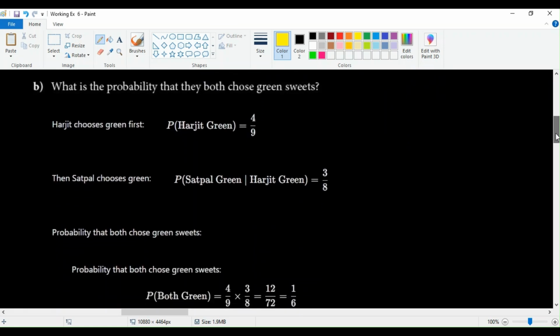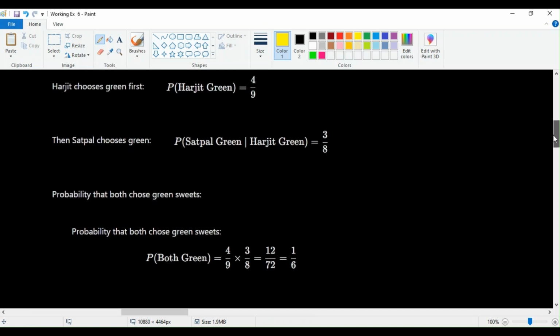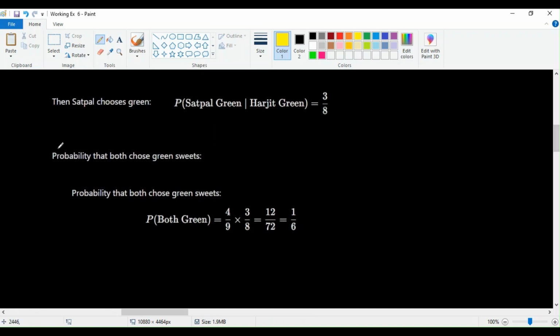Now comes part B. It says what is the probability that they both choose a green sweet. So it's going to be 4 over 9 for Harjeet choosing green, and then Satpal chooses green is 3 over 8 because one is going to be missing. Then the probability that both chose green sweets is 4 over 9 multiplied by 3 over 8, which gives us 12 over 72. The final answer for this part of the question is 1 over 6. Or even if we do not simplify, the final answer is going to be 12 over 72.